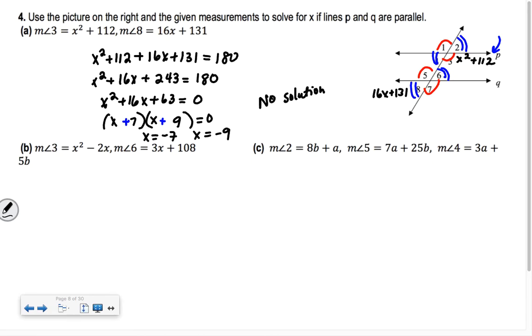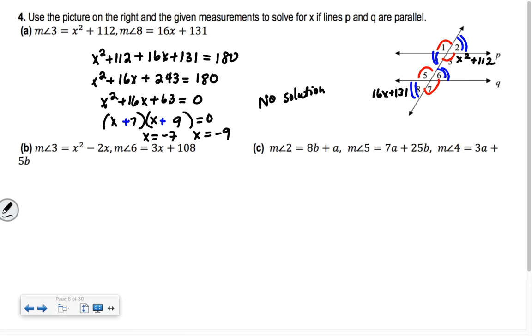So did you guys see what I'm saying? When I plug negative 7 in, I would get 16 times negative 7 plus 131. This ends up being 19 degrees. But when I plug negative 7 in up here, that's not going to be 19 degrees. Does that make sense? It's going to be bigger than 112 because of the x squared part. So it's a little bit tricky. Sorry, I won't trick you like that.